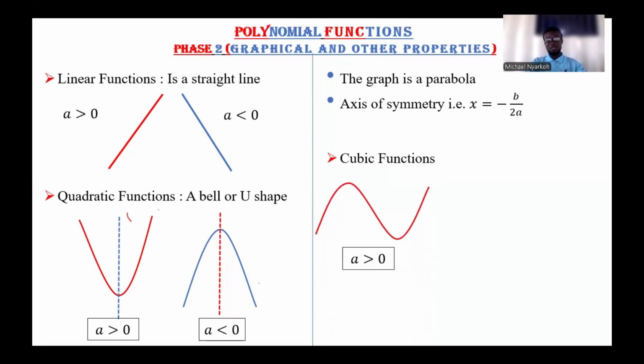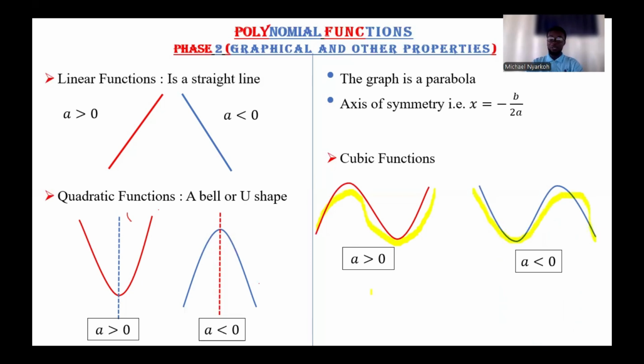Cubic functions also are a continuation of these quadratic functions. Is that okay? So with the quadratic, it only ends at the U. But with cubic, it has both the U and the bell shape combined. Just that we are able to tell whether it's going to start from here and then go like that, or the other way around. Yes. So you see these two shapes.